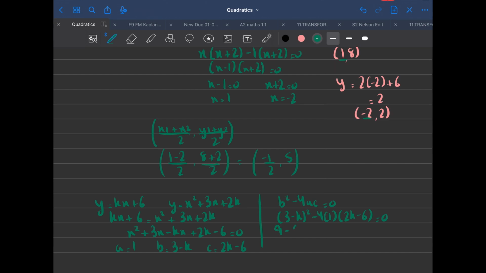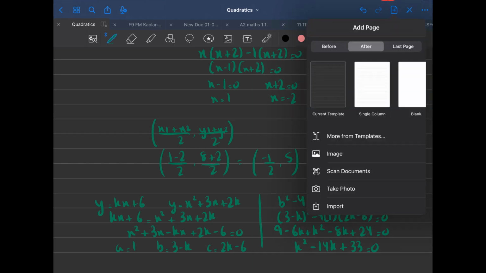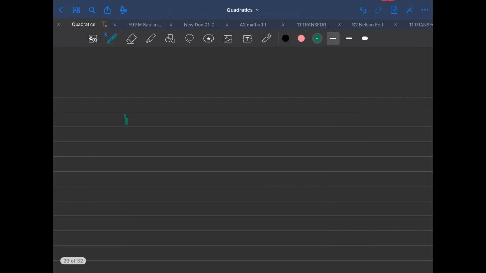9 minus 6k plus k square minus 8k plus 24 is equal to 0. So k square minus 14k plus 24 plus 9 makes what? 33. Now what are the factors of 33? 11 and 3. So I'm going to use that on the new page. So k square minus 14k plus 33 is equal to 0.